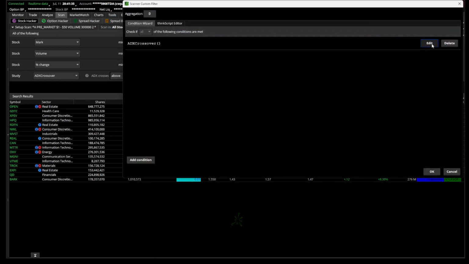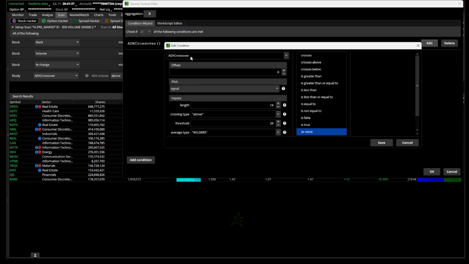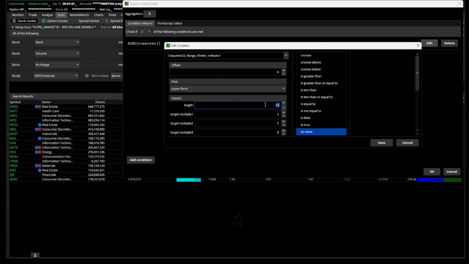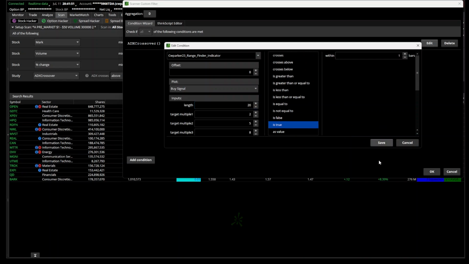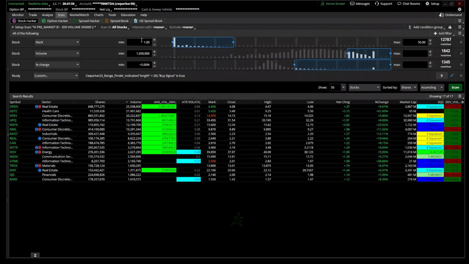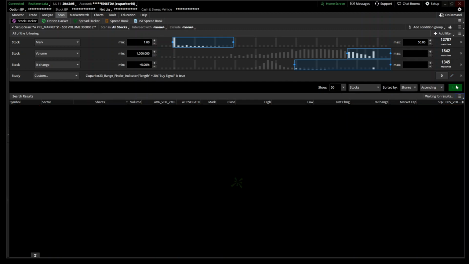I'm going to leave that on day. So we will find it. There we go. I'm going to make this 20. And I am looking for a buy signal. And it is true within 1 bar. And I'm looking for stocks between $1 and $50 that have a million volume and are at least up 5% today. And there's a rangefinder, so we're going to press scan and we're going to wait.